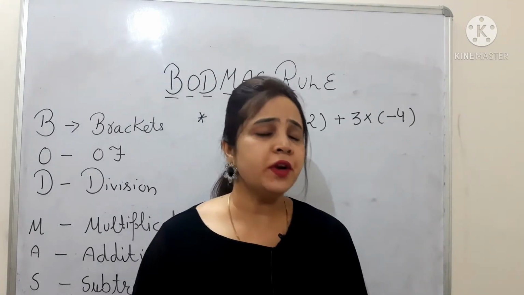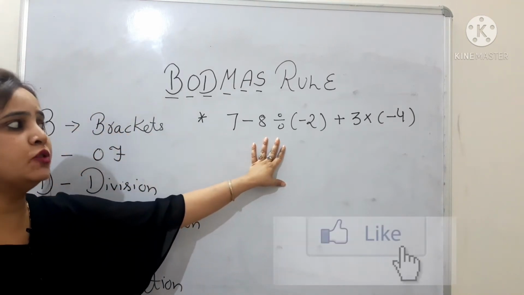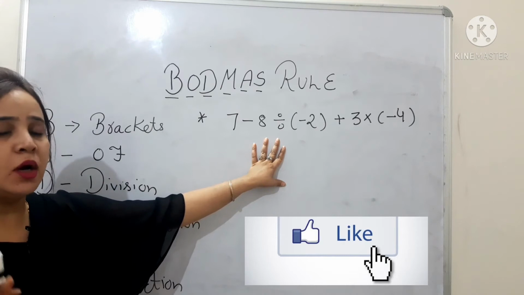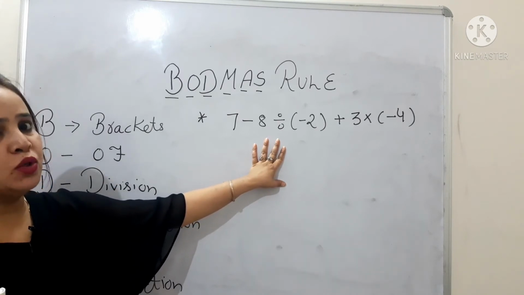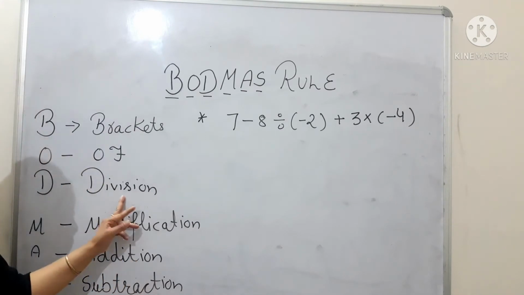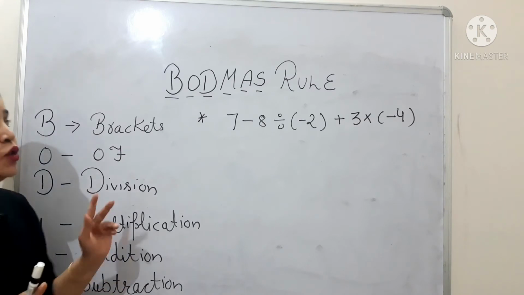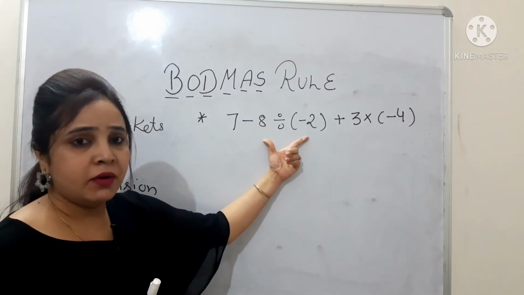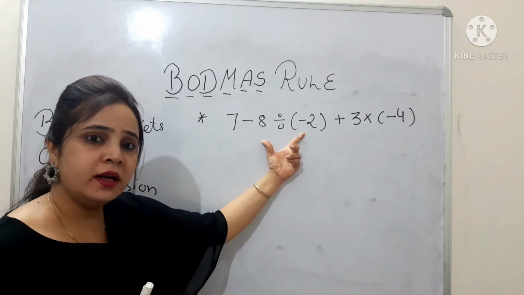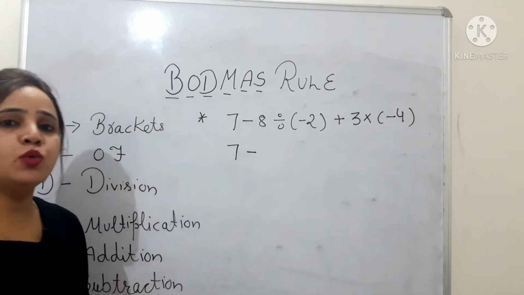Now in this question you have 7 minus 8 divided by minus 2 plus 3 multiplied by minus 4. As per our BODMAS rule, first of all we have to do the brackets. Clear? Then division, multiplication, addition and then subtraction. So first of all we will be doing the division. Clear? So 7 minus, now 8 divided by minus 2 is what?